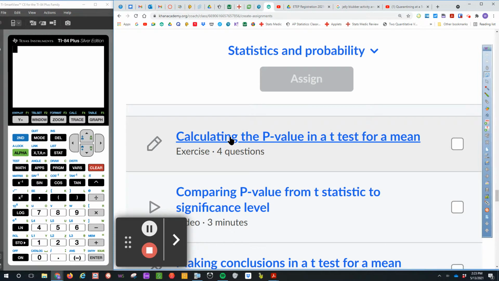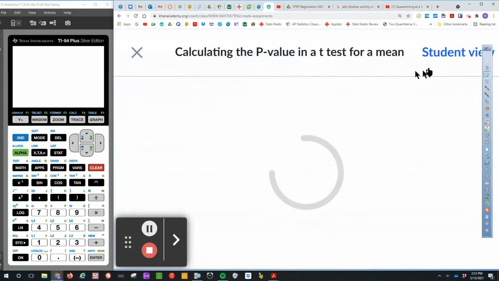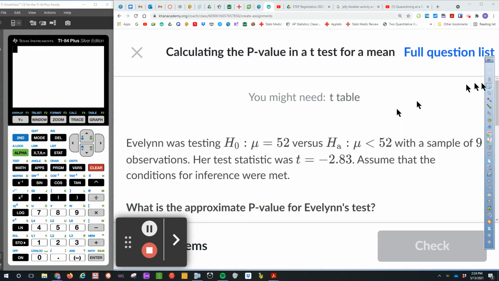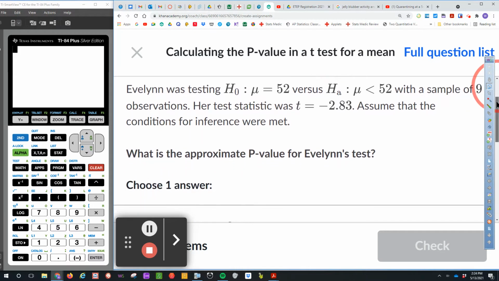Today we are doing this exercise, calculating the p-value in a t-test for a mean. Evelyn was testing a null hypothesis of mu equals 52 versus the alternate hypothesis mu less than 52, with a sample of 9 observations. Her test statistic was t equals negative 2.83. Assuming that the conditions for inference were met, what is the approximate p-value for Evelyn's test?